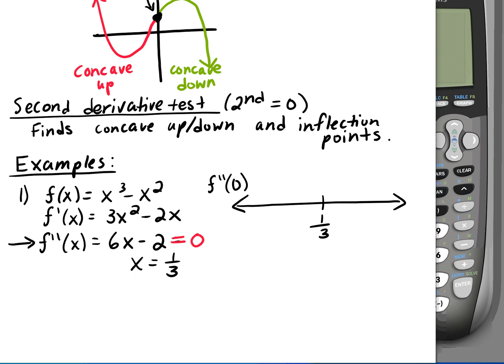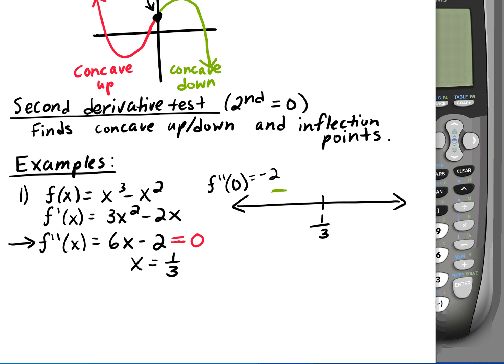You're only plugging the 1/3 back into the original once we figure out if it's an inflection point. There's potential that it's not. And then also when we figure out the concavity. So if we plug in 0 to that, we end up getting a negative answer, -2. So we're going to say that that space is negative. And that's going to mean something about the original graph.